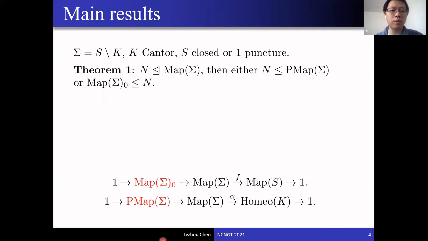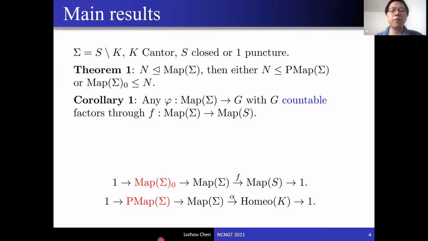In other words, among normal subgroups of uncountable index, the pure mapping class group is maximal, and among countable index normal subgroups, the kernel of the forgetful map is a minimal one. There are several direct consequences of this result.